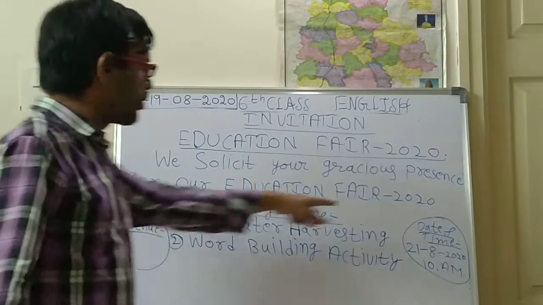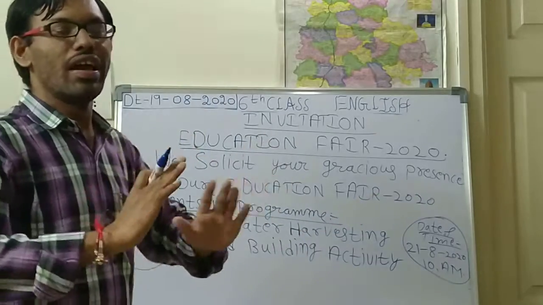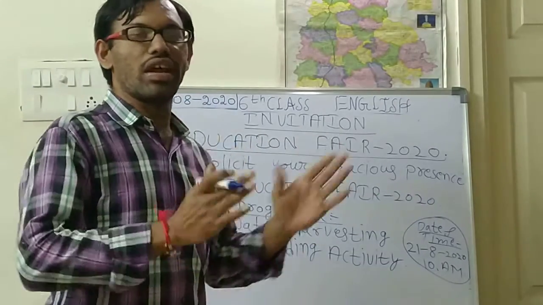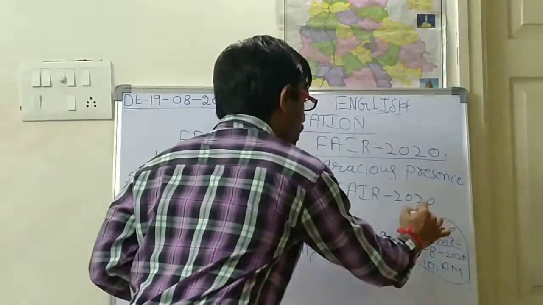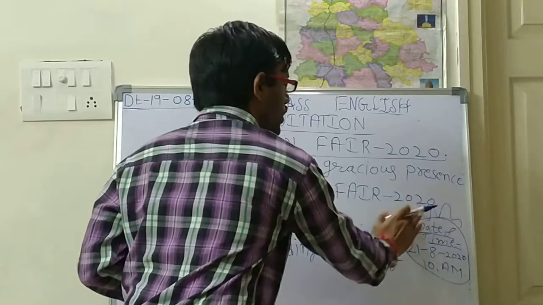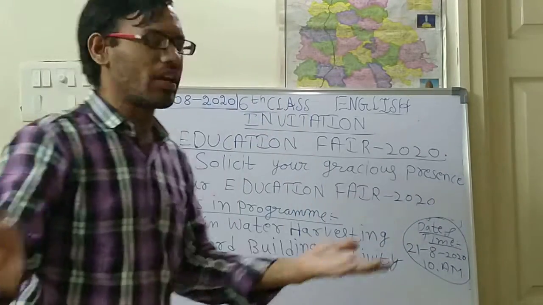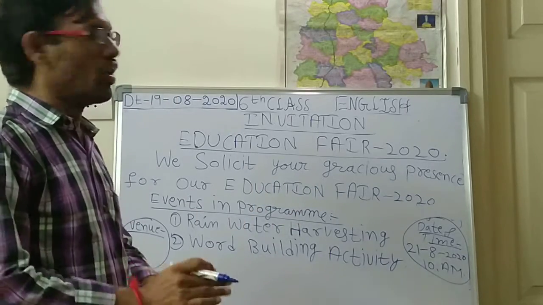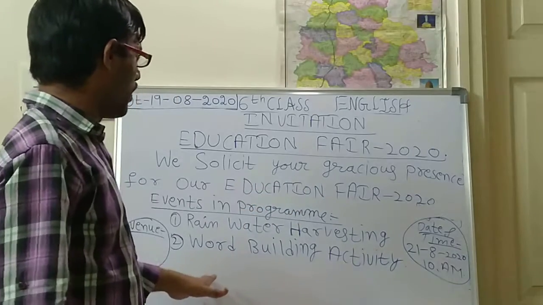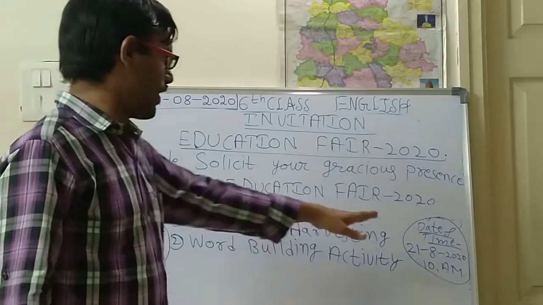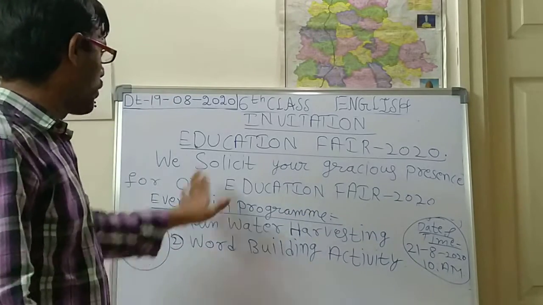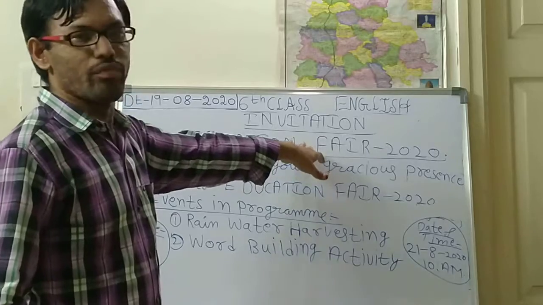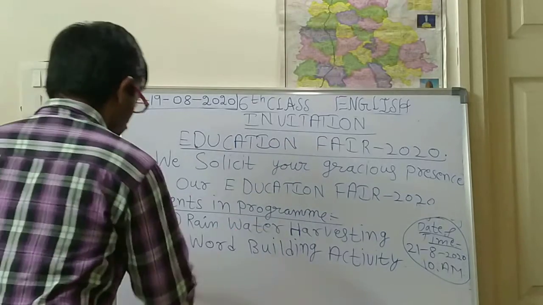For the venue, date and time you can use any sketches or any colorful designs. I think you might be knowing this type of designs you can keep. Like that you can keep the venue and date and time. Everything is completed: the events, date and time, venue, type of program. After this, next step.